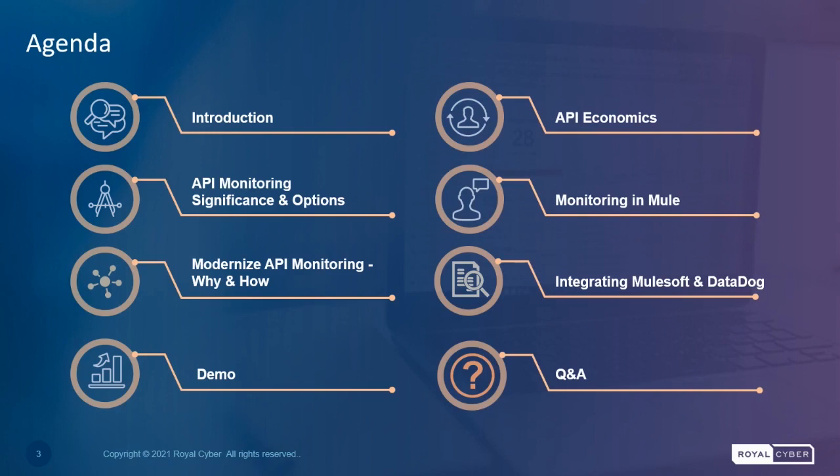And here's our agenda for today. First, a quick introduction about Royal Cyber and who we are. Then we'll talk about API economics. And then we'll turn our attention towards API monitoring, significance of that, and options. Now, how do you monitor using MuleSoft? And the need for modernizing your API monitoring and how to do that, and integrating MuleSoft and Datadog. Finally, a demo before the Q&A.